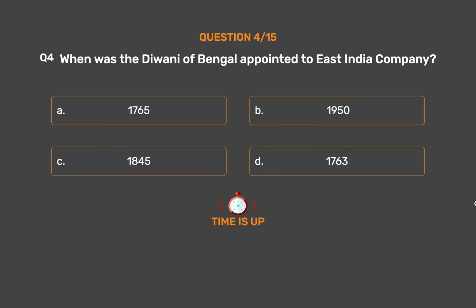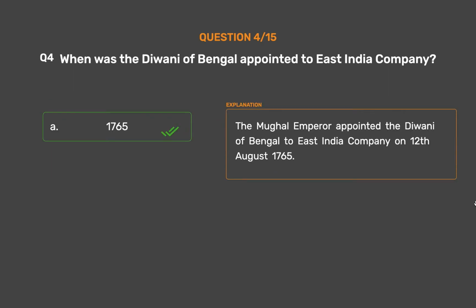The correct answer is Option A. 1765. The Mughal Emperor appointed the Diwani of Bengal to East India Company on 12th of August 1765.